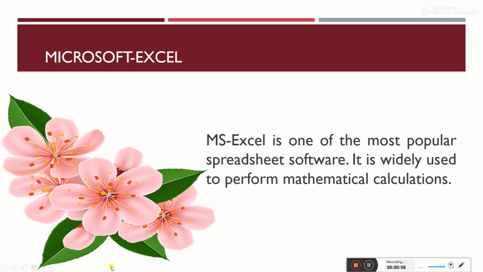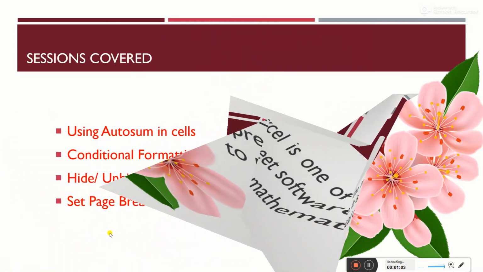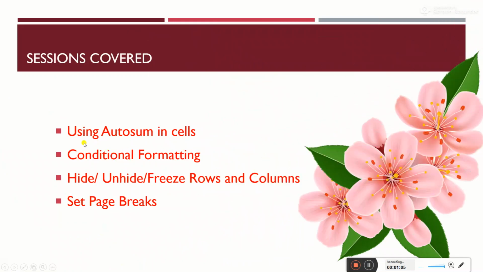What are the different topics which we are going to cover in this video? First one is using AutoSum in the cells. Second is conditional formatting. Third one is hide, unhide, freeze columns and rows. And the fourth one is set page breaks.